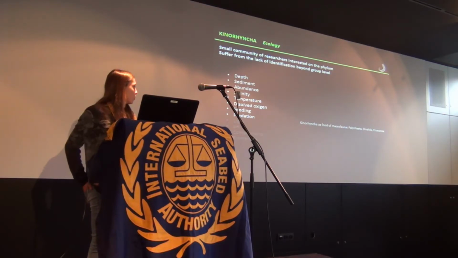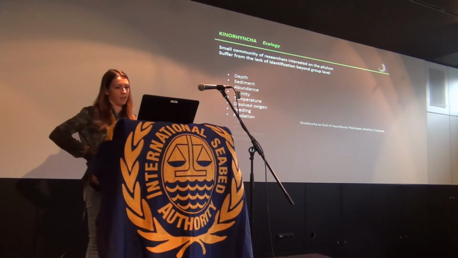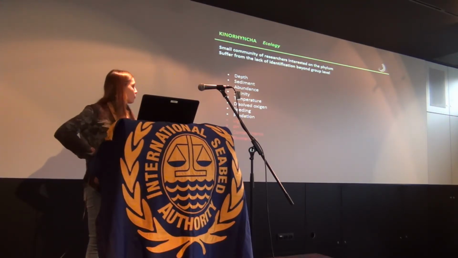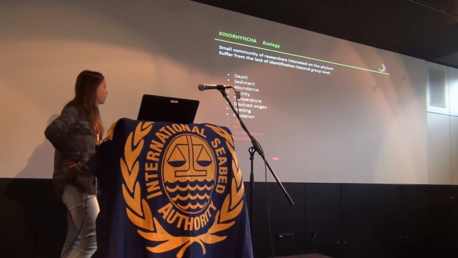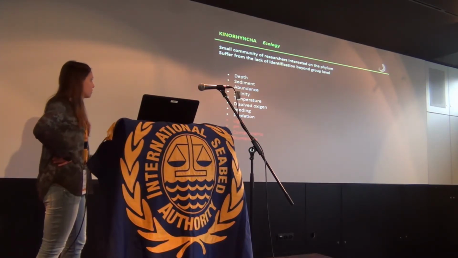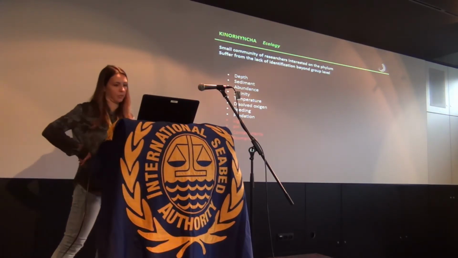And also we know that some polychaetes, bivalves, and crustacea feed on kinorhynchs, because some research found some specimens inside the gut of some of these animals. But for instance, we don't have any data about light, pH, or how contaminants affect the abundance of kinorhynchs, or even if we can use kinorhynchs as biomarkers or bioindicators.